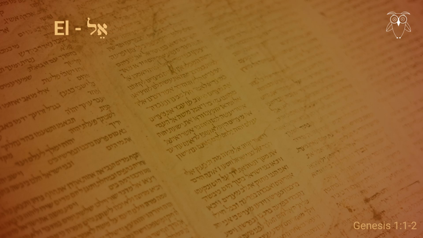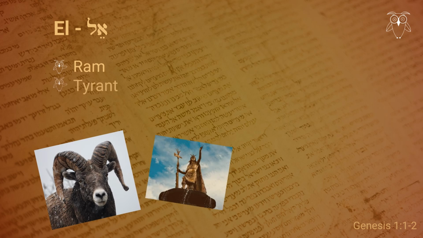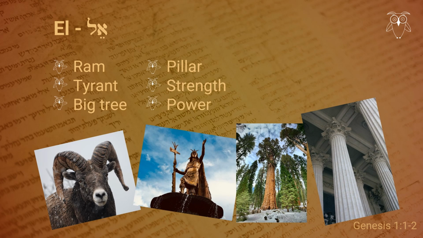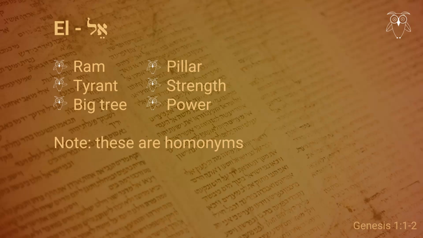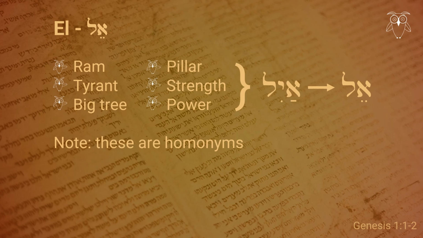But let's first take a step back and only look at the first part of the word, namely El. This is a very common word, and it can mean a ram, a tyrant, a big tree, a pillar, or strength and power. Now keep in mind that these are all simply homonyms. Each time this word appears, it only has one meaning, and the other meanings are not in view here, especially since the words ram, tyrant, big tree and pillar only look like El or Ale when they are shortened from the dictionary form of Ayil.